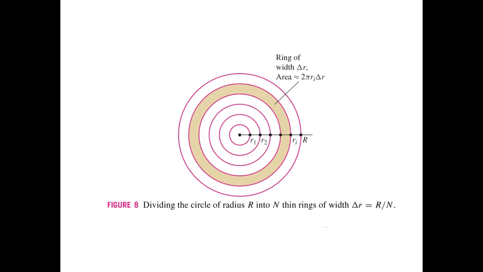So you divide the circle of radius capital R into n thin rings, and each one of those has a delta R, which is that total length divided by n. You have 1, 2, 3, 4, 5, 6. You do R divided by 6. However you divide that, R divided by the number of rings would give you your delta R. So your delta R is R divided by n. You could plug that in. Well, you don't want to do that yet, but that's what your delta R is.